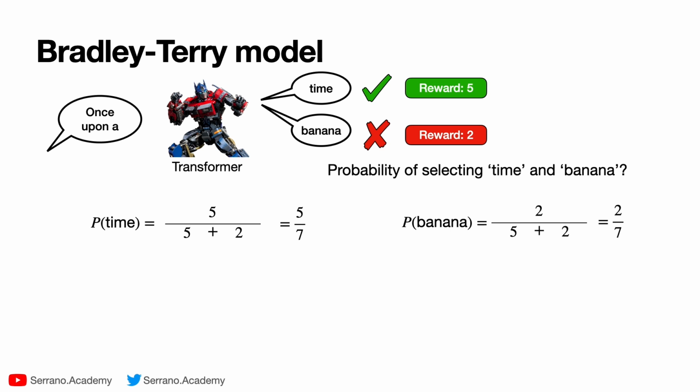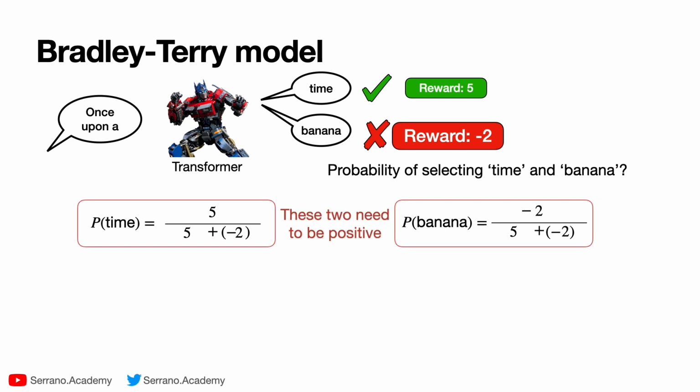Well, no, we actually need something more because this fails in some cases. Imagine, for example, that the reward was not 2, but negative 2. So all of a sudden, the probability of time is 5 over 5 minus 2, and the probability of banana is minus 2 over 5 minus 2. So these two need to be positive. We can't really afford negative probabilities, so this model does not work.